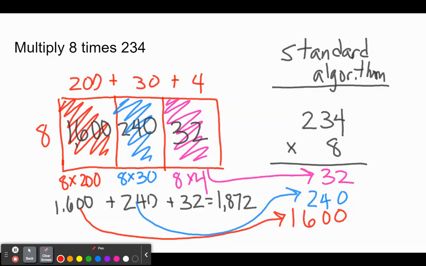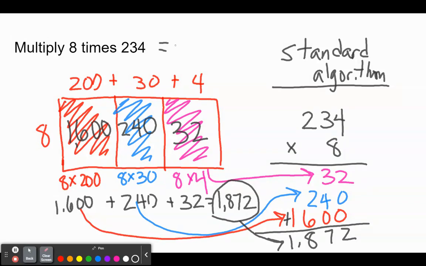Now we need to combine all of our products. We found our partial products, and now we need to add them together. So if I add 2 ones plus 0 ones plus 0 ones, that gives me 2. Then I'm going to do my tens. 3 tens plus 4 tens is 7 tens, plus 0 more tens is 7 tens. Then I'm going to do my hundreds. 2 hundreds plus 6 hundreds is 8 hundreds. And then we have 1,000. So our product is 1,872. So 8 times 234 is 1,872.